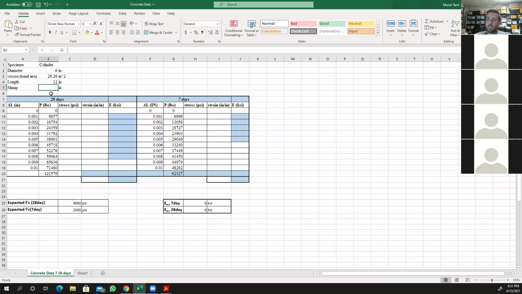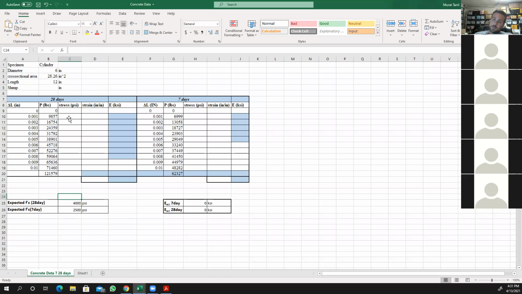Has anybody checked the slump? Was it 3.5? Noah or Patrick? I'm still looking through my notes trying to find it. I remember I wrote it down somewhere. Okay.